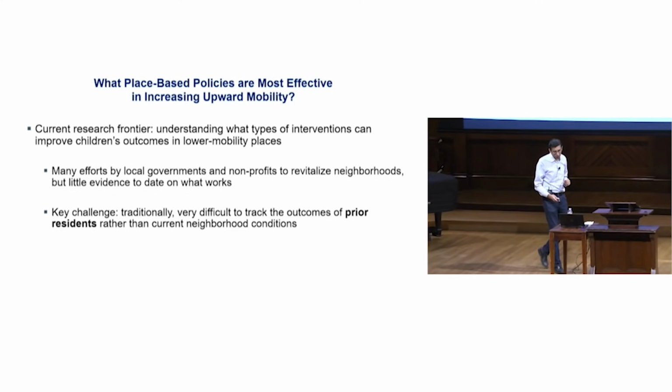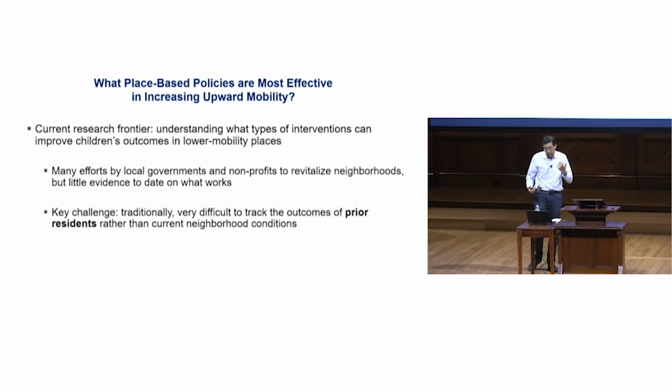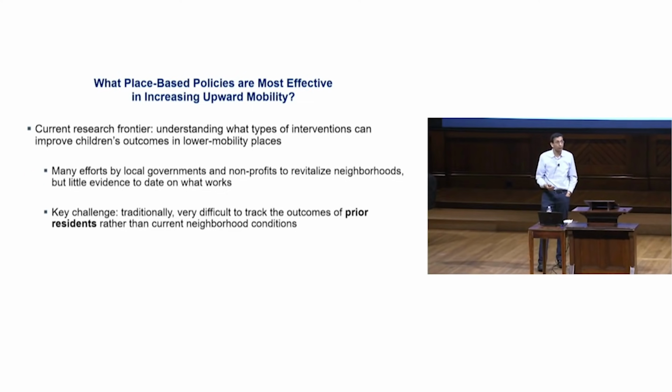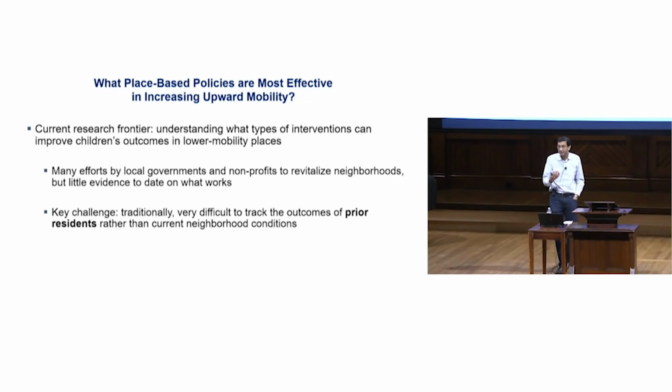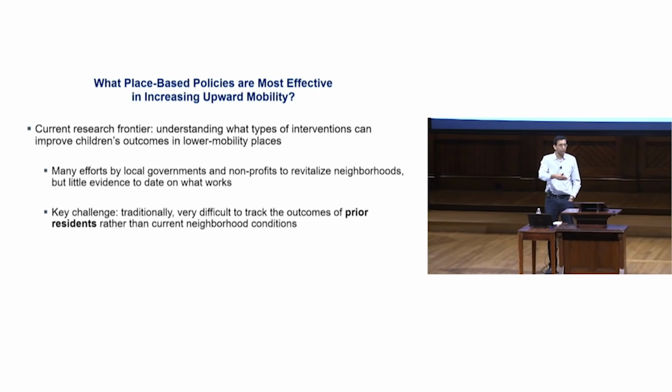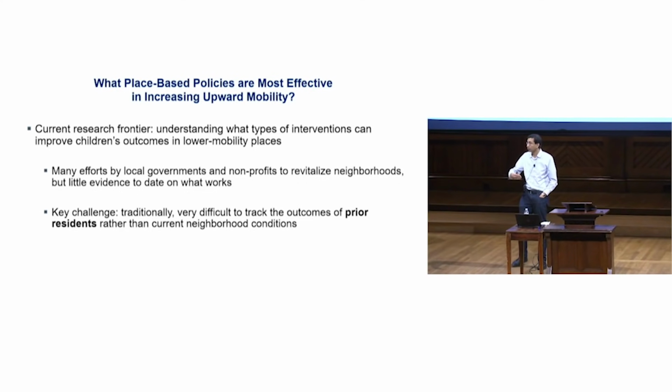Okay, so what do we actually do in these places? What place-based policies are most effective in increasing upward mobility? This is basically the current research frontier. The way I think about this is, over the past few lectures, you've been learning about where we are in terms of studying upward mobility, and now we've come close to the current state of knowledge. And so we're doing a bunch of work to understand what types of interventions can improve kids' outcomes in lower mobility places.